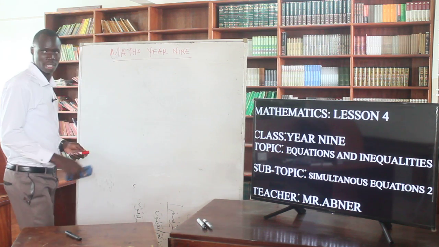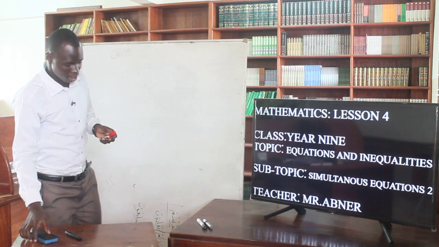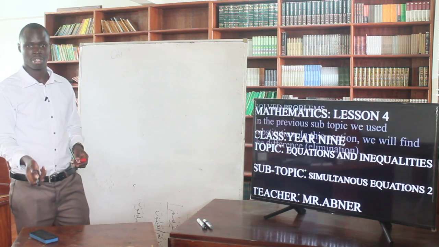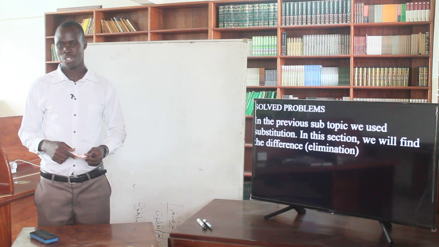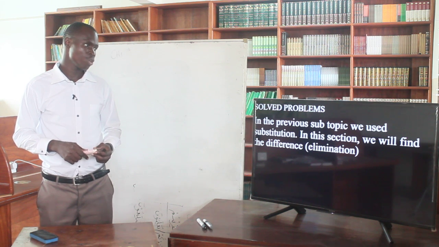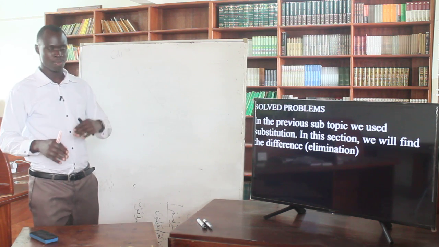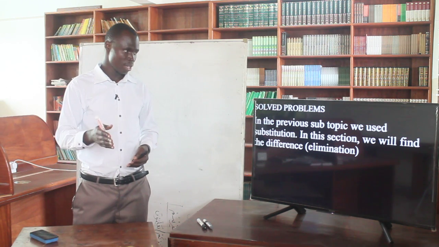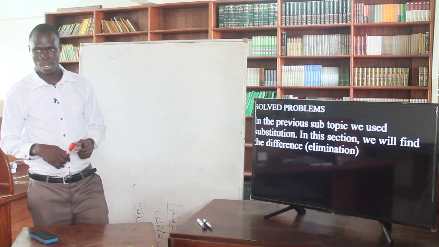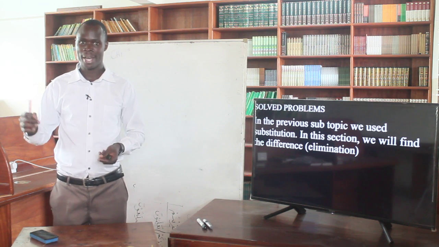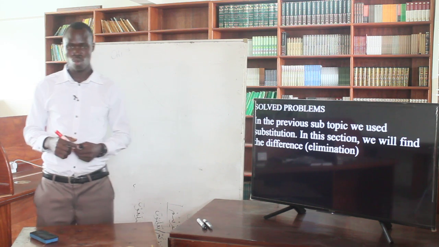Now, in the previous lesson, which is simultaneous equation 1, we used substitution, whereby we express one in the form of the other, then you substitute. And remember, I told you that when we talk about substitution, think of football, whereby when one player is removed, the other player comes in. But today we are going to eliminate.